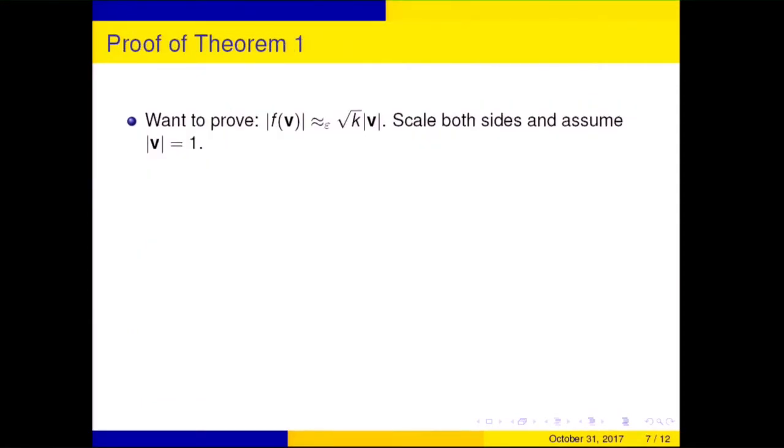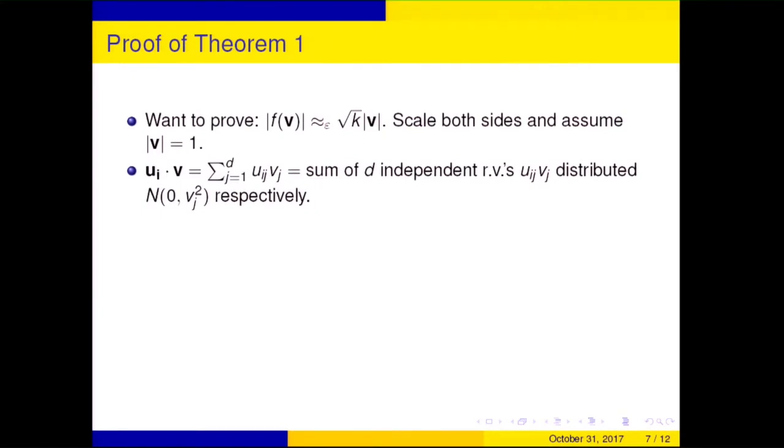Okay, now the proof. We want to prove that that's true with high probability. Scale both sides, we might as well assume that v is 1. If I scale v, both sides scale by the same amount. The nice thing about relative error is that I'm allowed to scale both sides by any amount, right? Any factor. Not true for absolute error, but we wanted relative error so we can scale. Okay? And so we may assume without loss of generality v is length 1.